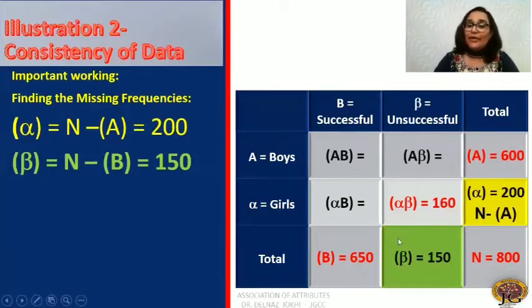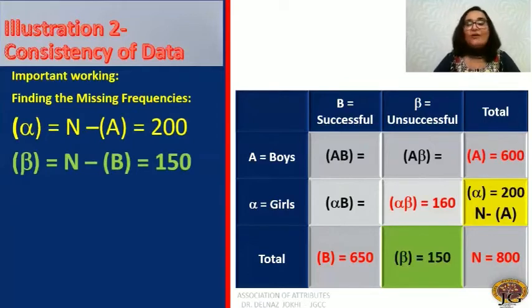Beta. How did you get beta? N 800 minus B 650. So 800 minus 650, how much will you get? 150. So if you see, alpha is equal to N minus A, which is equal to 200. It's in yellow color on both sides of your screen. And beta is equal to the total N minus B, which is equal to 150 on both sides of your screen. So 800 minus 650 gives you 150.